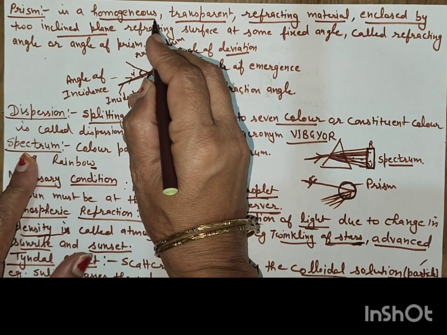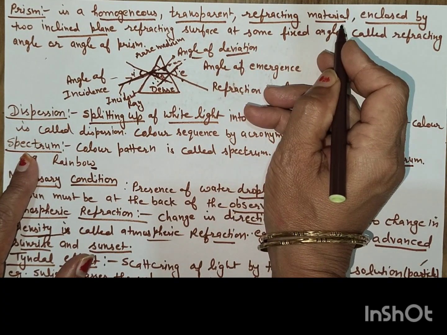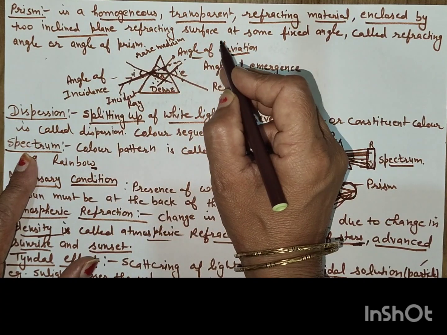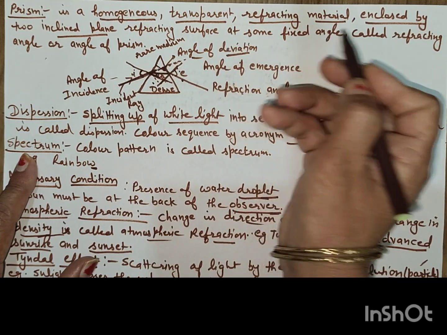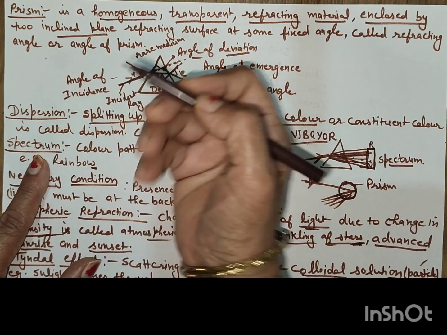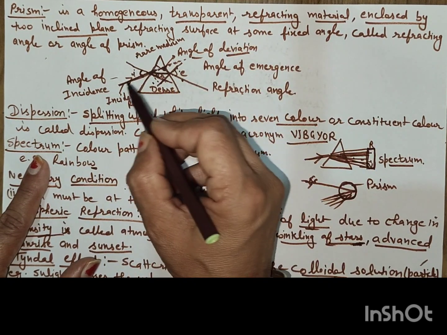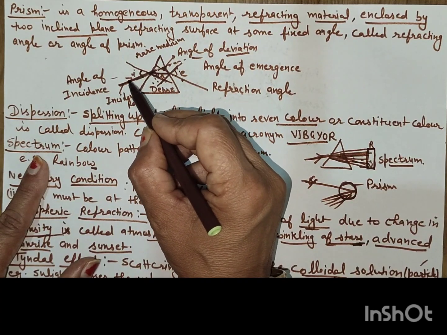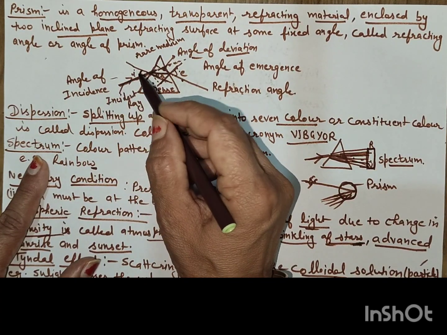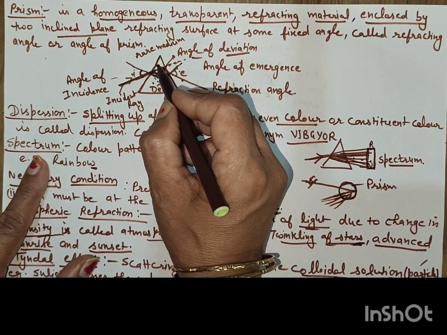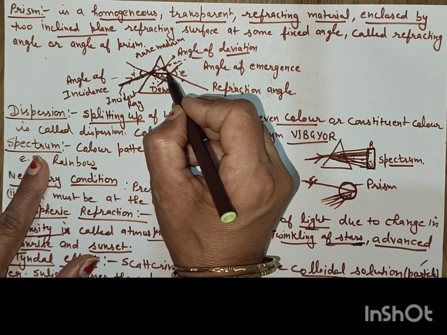Prism is a homogeneous, transparent, refracting material enclosed by two inclined planes, at some fixed angle called the refracting angle or angle of prism. This is the prism and this is the ray falling on the prism, and the falling ray is called the incident ray. And when the incident ray falls on the prism, it gets refracted.